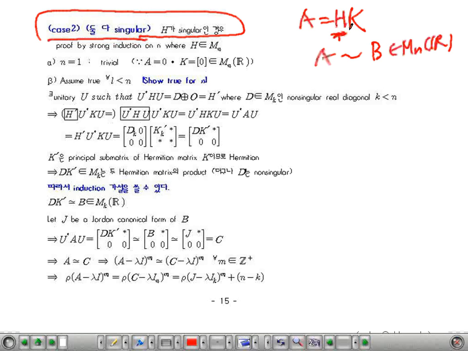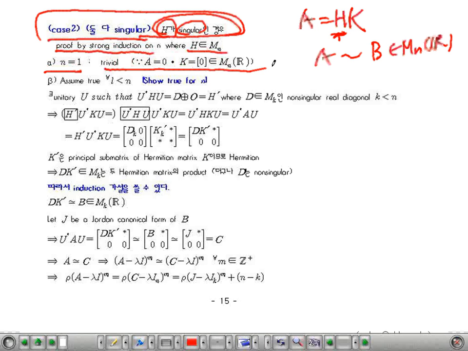Okay, let's start with H, a singular matrix, and A. Now H is a singular matrix, as well as K. So we now use mathematical induction on N. When N is equal to 1, it's just trivial.